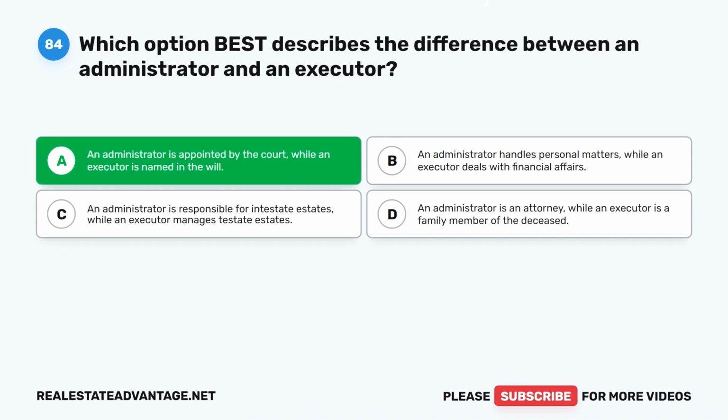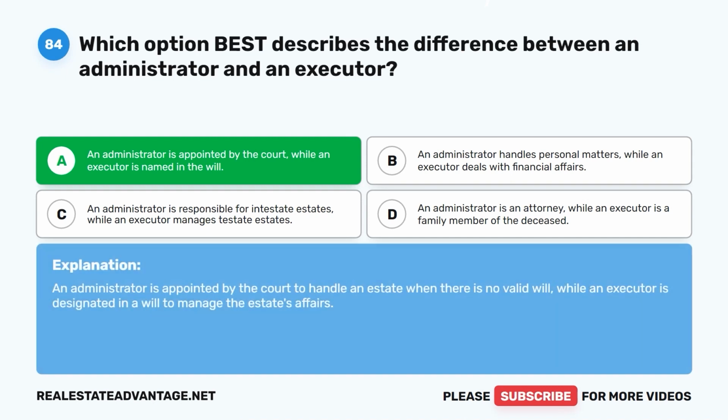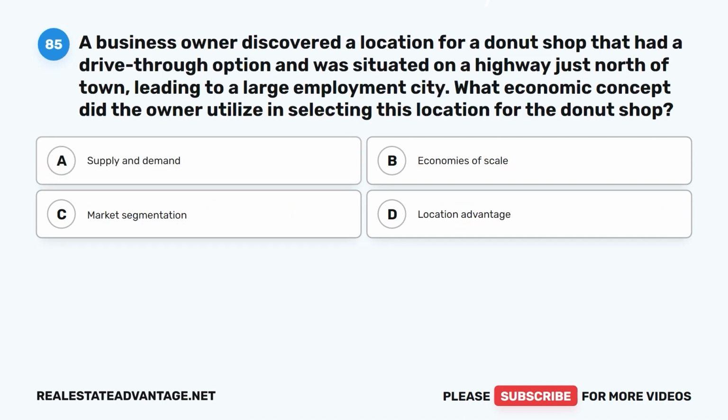The correct answer is A. An administrator is appointed by the court, while an executor is named in the will. An administrator is appointed by the court to handle an estate when there is no valid will, while an executor is designated in a will to manage the estate's affairs.